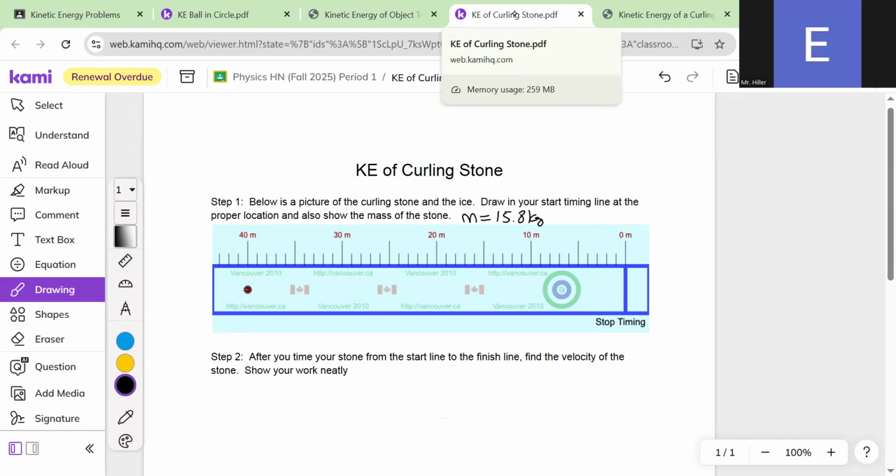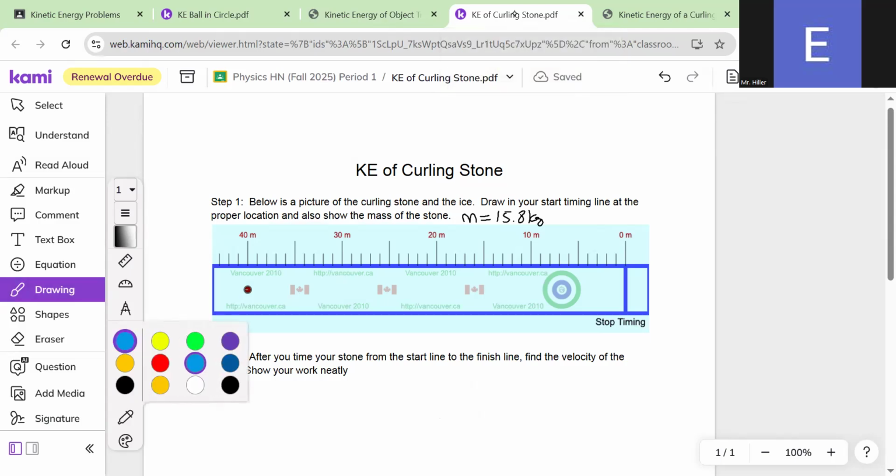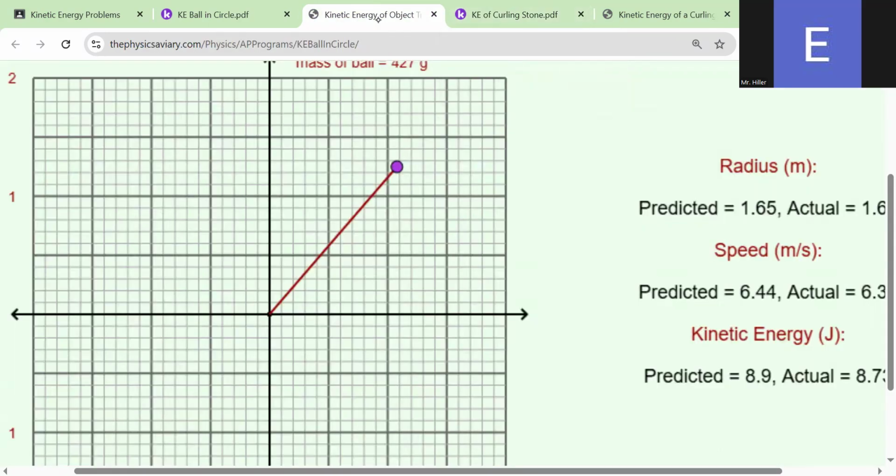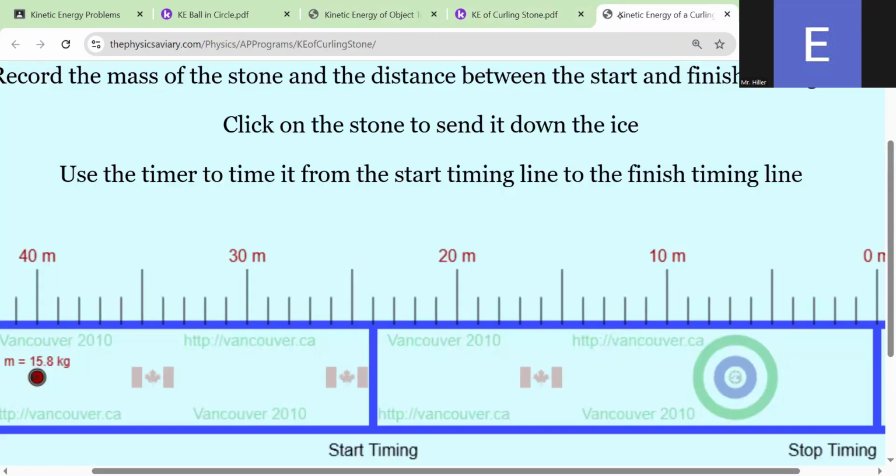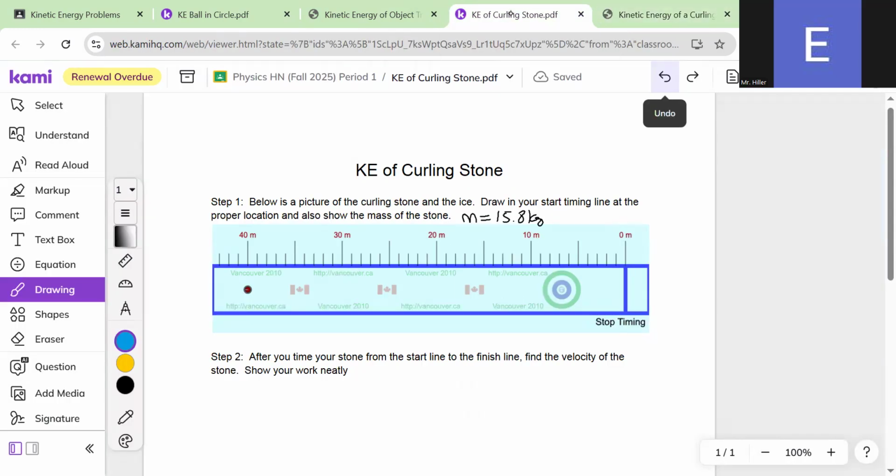Now I need to make another line where the starting line is. You can see where the finish line of the curling stone is going to end up, but I have to mark the starting line. The starting line for me is 24 meters. There's a blue line at 24 meters. That's where I will start the timer, and I will stop the timer once it reaches 0 meters. So the distance my curling stone is going to move is 24 meters. I'm going to make a mark right there.